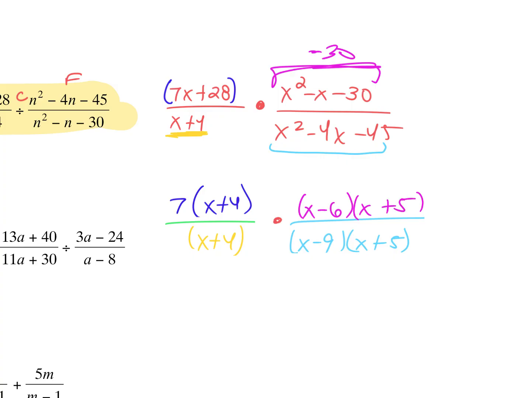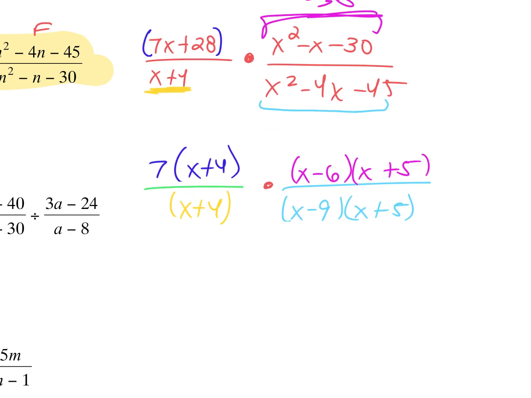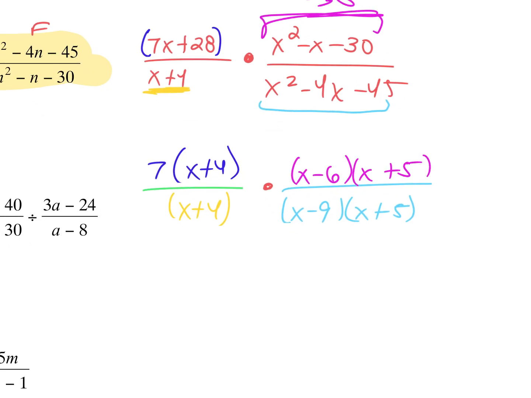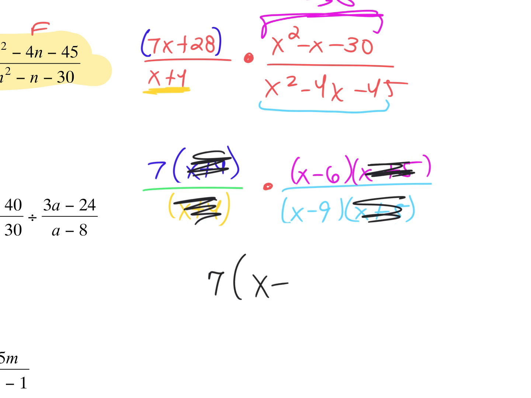Now that we have fully factored everything, whatever we have in common, let's cross it out. Anything on top and bottom that's exactly the same. X plus 4 and x plus 4. What else? X plus 5 and x plus 5. All right, so you're left with 7 times x minus 6 on top over x minus 9. Guys, leave it like that. Don't FOIL.